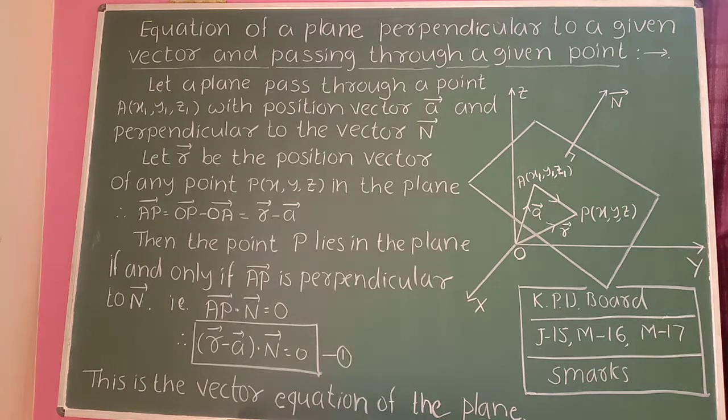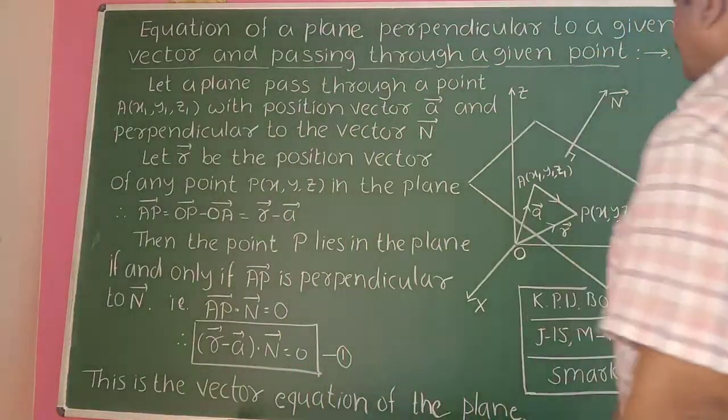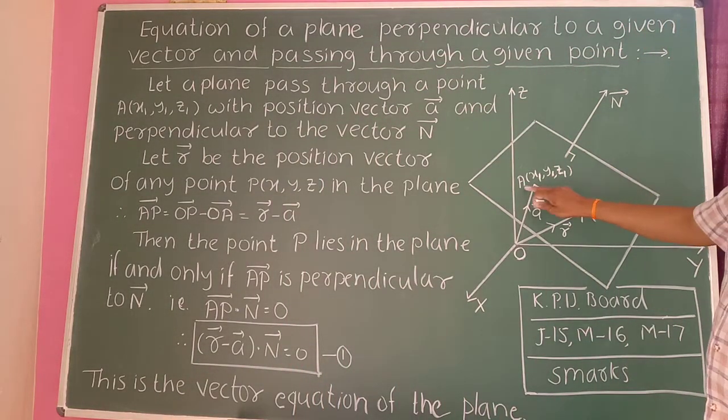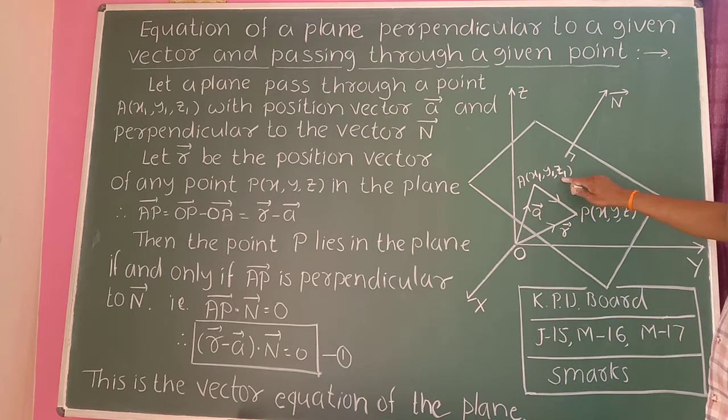So, the equation of a plane perpendicular to a given vector and passing through a given point. In this case this is a plane here. The given point is (x1, y1, z1), and this is a vector perpendicular to this plane. So n bar is perpendicular to this plane.